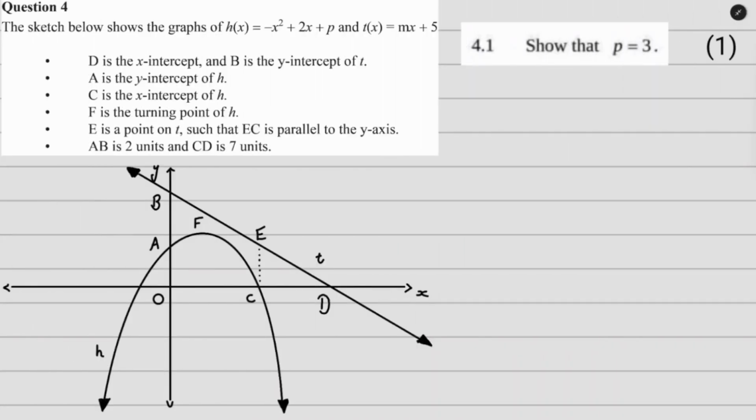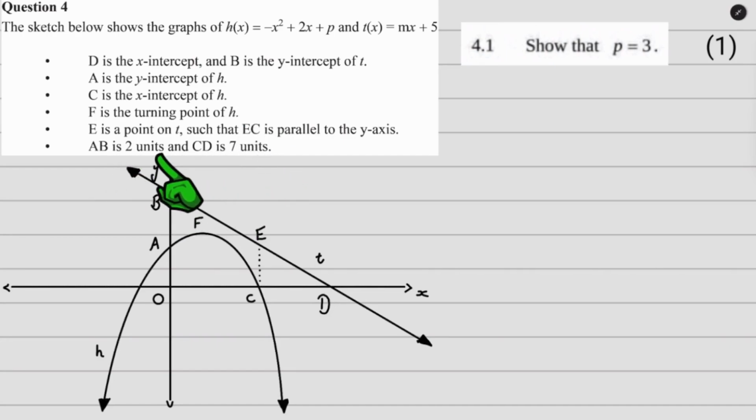Question 4 focuses on functions, and we are given two different types of functions. There is a parabola as well as a straight line, which is also known as a linear function. So we've been given a whole bunch of information pertaining to the sketch. If I see numbers or any valuable information, I do want to put it on the sketch.